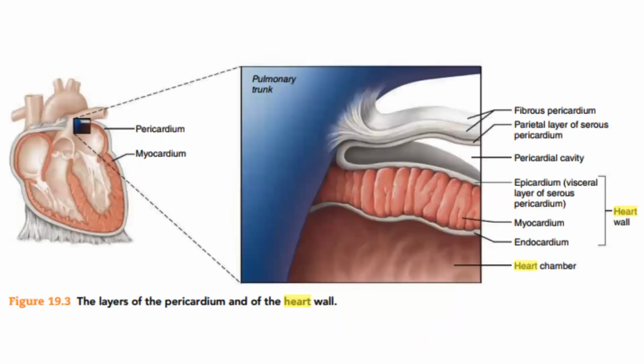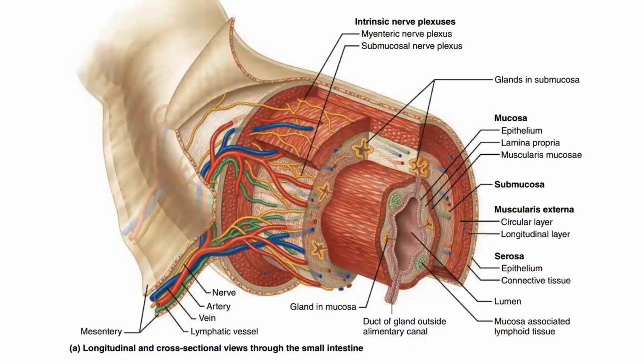The same thing, like the heart has endocardium, myocardium, and pericardium. The same thing with our gastrointestinal tract, we have the mucosa, muscularis, and serosa. But in the gastrointestinal tract, we have one extra layer, which is underneath the mucosa, and therefore we call it submucosa. So for the gastrointestinal tract, there are four distinct layers, which are mucosa, submucosa, muscularis externa, and serosa.